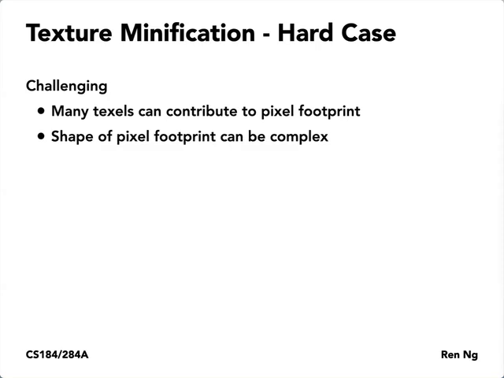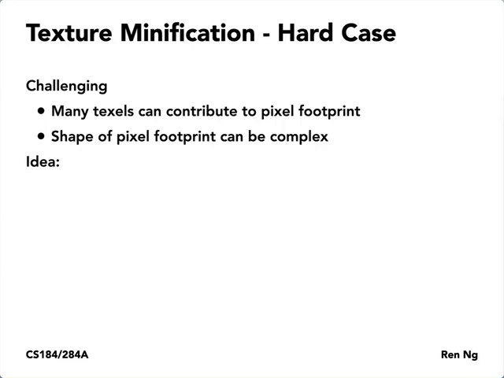The shape of the pixel footprint can be complex, okay? As I showed earlier, it doesn't have to be a simple square. It can be a funny trapezoid. In fact, in general, it can be a curved quadrilateral in texture space, or even more complex than that, if the geometry in your scene is very, very tiny.